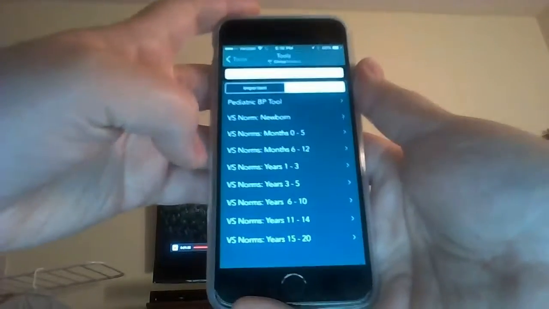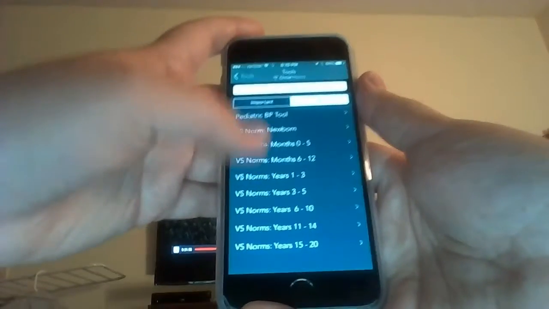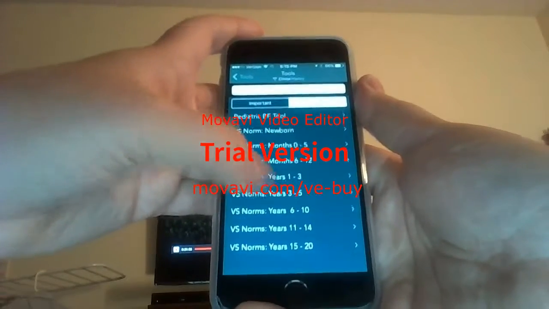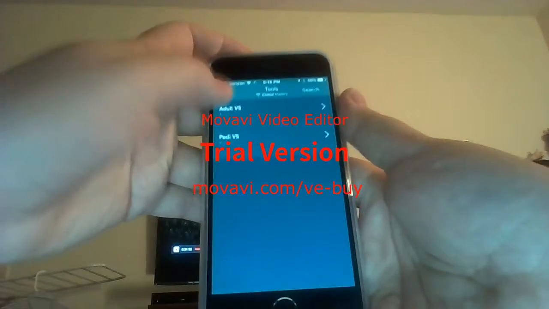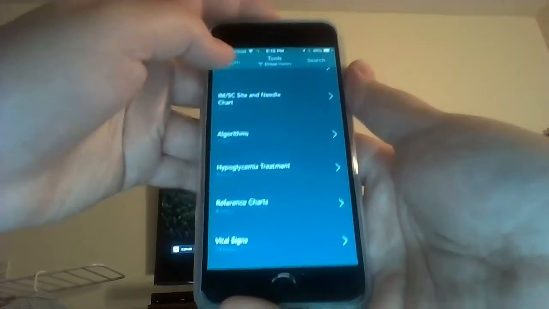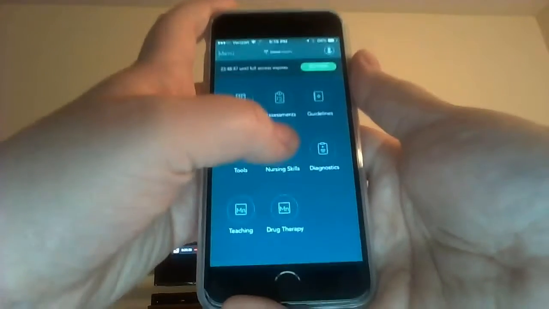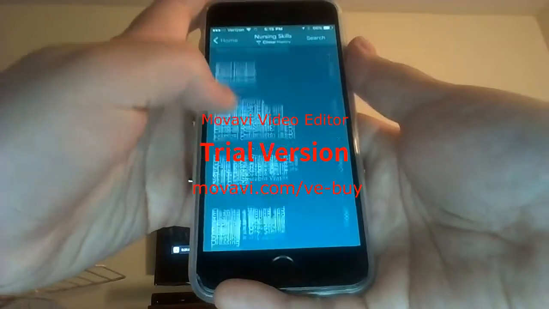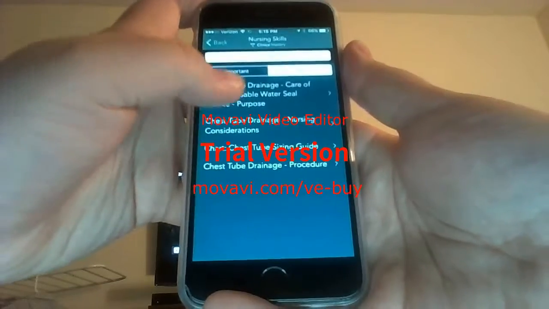And in here it breaks down, this is the pediatric blood pressure tool, and it goes over vital signs breaking down to ages 0 to 5 months, 6 to 12, 1 to 3 years, 2 to 5 years, 6 to 10 years, 11 to 14 years, and 15 to 20. This is good for residents and nurses who are just starting out or skilled nurses that just need to brush up on their skills. Then we have here nursing skills, where you can look at any kind of procedure, like a good old chest drainage system, which is what I presented in class before.